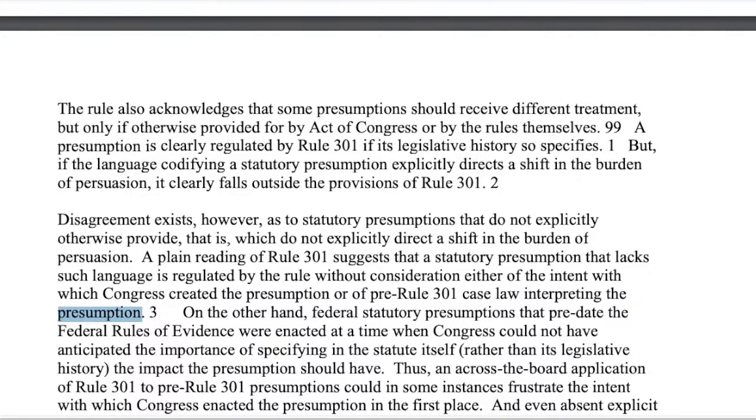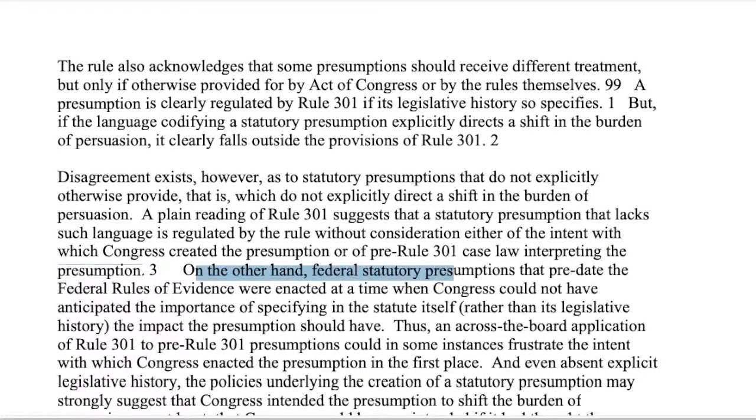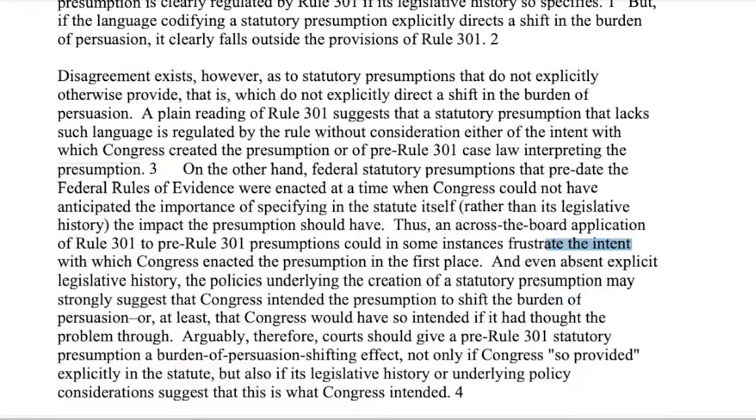On the other hand, federal statutory presumptions that predate the Federal Rules of Evidence were enacted at a time when Congress could not have anticipated the importance of specifying in the statute itself, rather than its legislative history, the impact the presumption should have. Thus, an across-the-board application of Rule 301 to pre-Rule 301 presumptions could, in some instances, frustrate the intent with which Congress enacted the presumption in the first place.